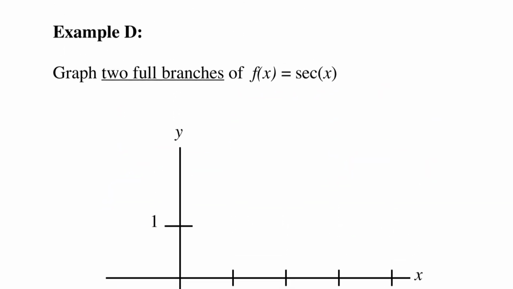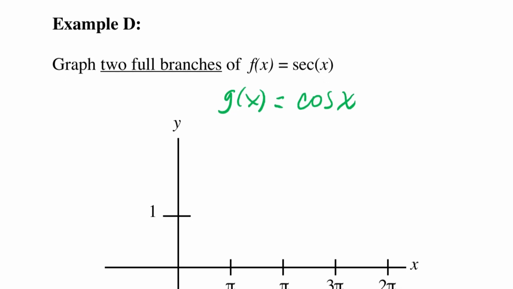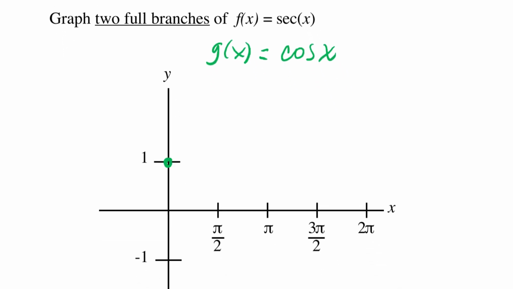Here we're asked to draw two full branches of secant x. We'll start by identifying the guideline graph g of x, which is cosine x. Let's go ahead and plot the points. 1, 0, -1, 0, and back to 1. But what we're going to do is also draw on the left side over to -pi/2. That'll give us a third 0 and allows us to then have 3 vertical asymptotes.